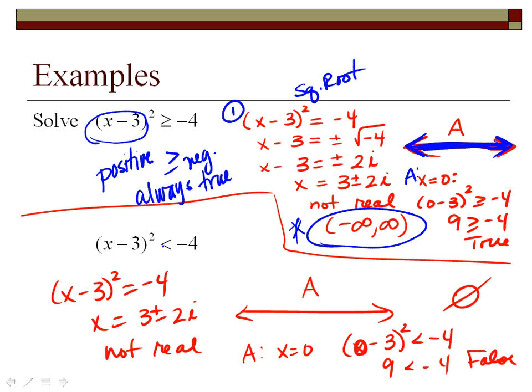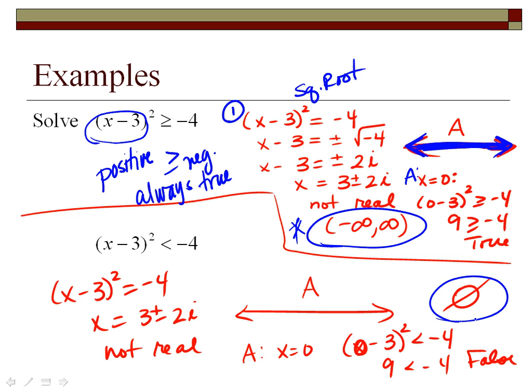Now, if I just do a simple thing as reverse that symbol to make that less than negative 4, the boundary numbers don't change, right? Because I still replace the inequality with an equal sign. So I still find that I have no numbers on my number line when I partition it by the solutions. We test one number from that one region, so 0. But when I plug in 0, 0 minus 3 squared is still 9. Is 9 less than negative 4? That's false. So since that one region doesn't test true, we can't shade anything on the number line. So our solution in this case is the empty set.